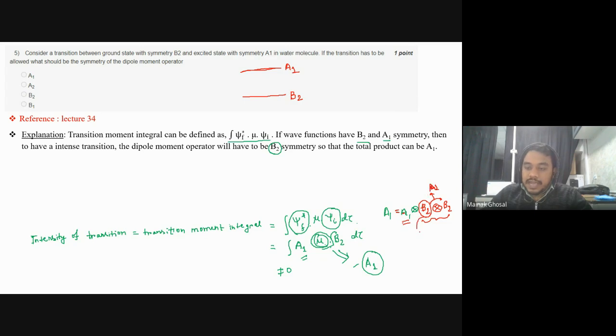So your dipole moment must have symmetry B2 to have this intense transition. Because if it is not B2, it will multiply with B2 and should not give you A1, then your transition will not be allowed. But if it is B2, then it will multiply with B2 to give A1. A1 into A1 will give you A1. So that is the final answer.